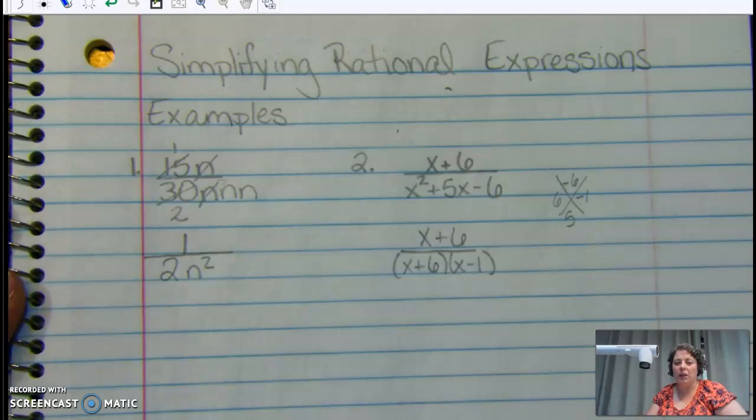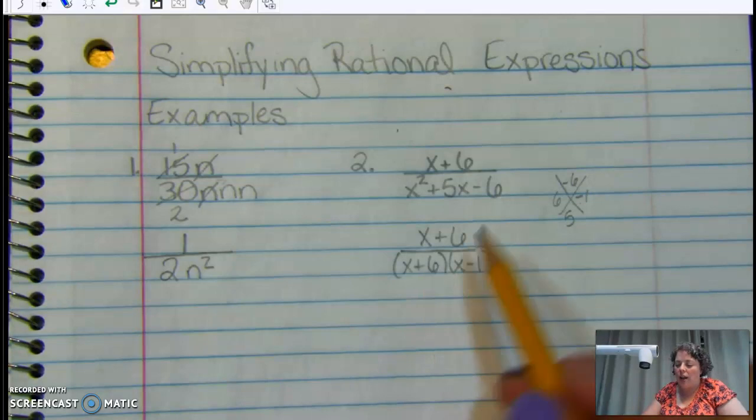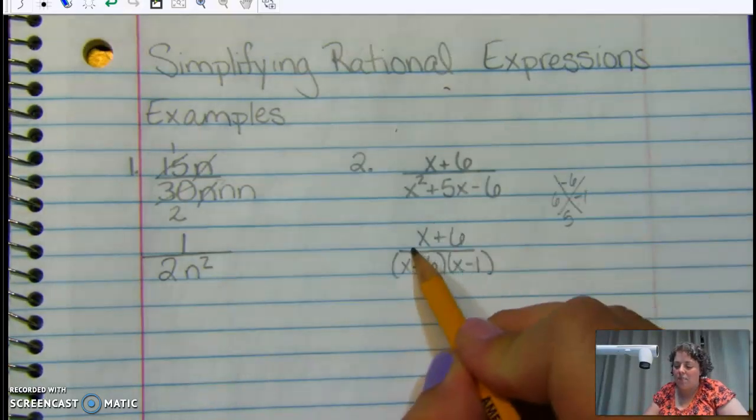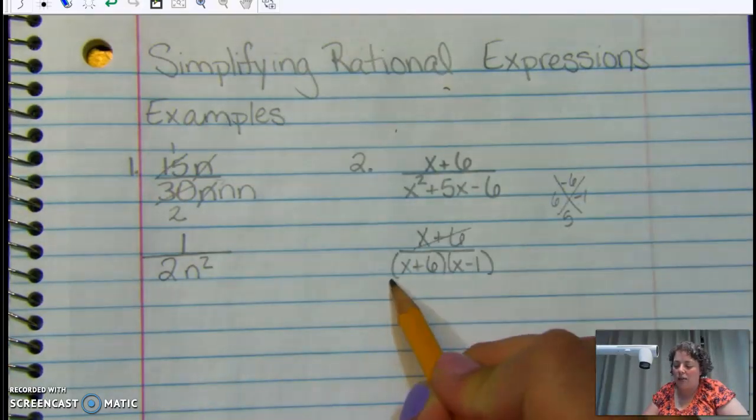So what we're looking for is any factors that are the same. Okay, now this is what's really important. You need to understand you cannot cancel anything that is just one thing plus another thing. You can't cancel part of it, okay? So the factor is the whole x plus 6 matches the whole x plus 6.